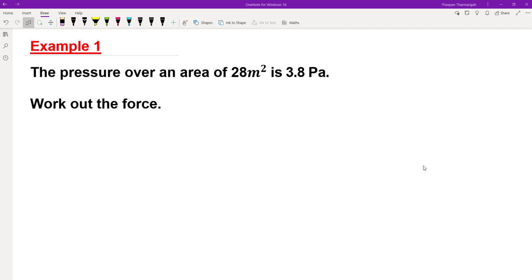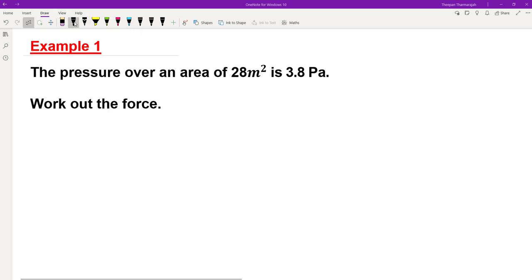In this video, we're going to look at pressure. So this example says the pressure over an area of 28 meters squared is 3.8 Pa, which is the units of pressure. Work out the force.